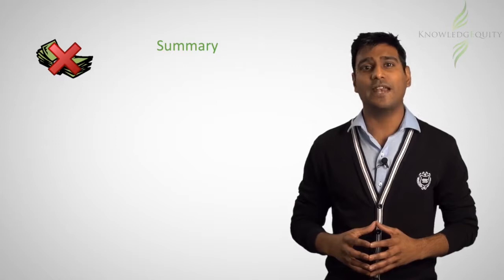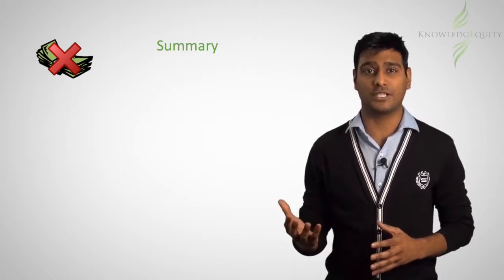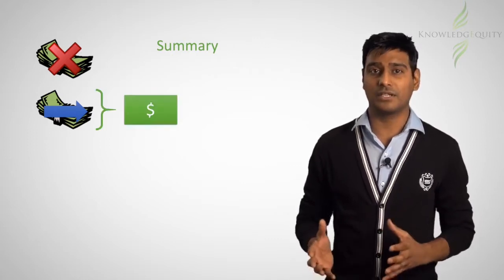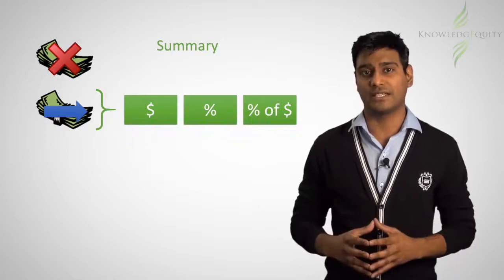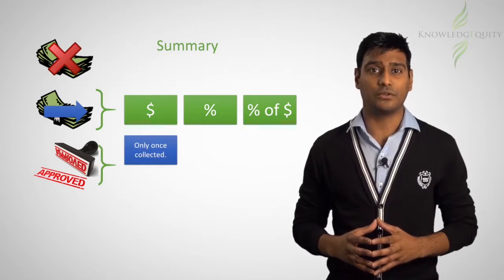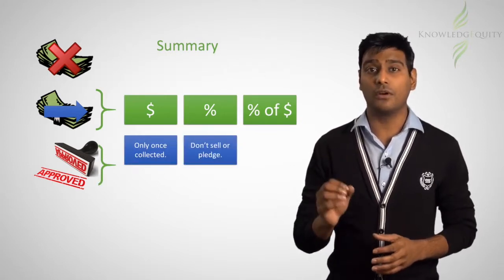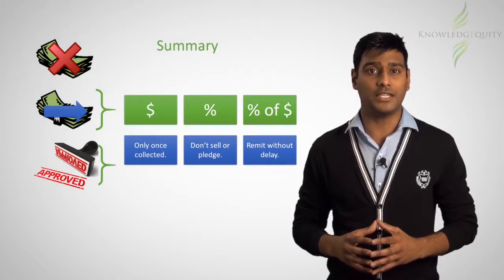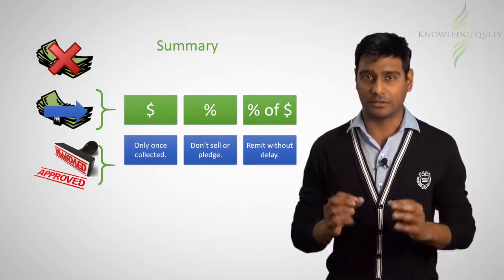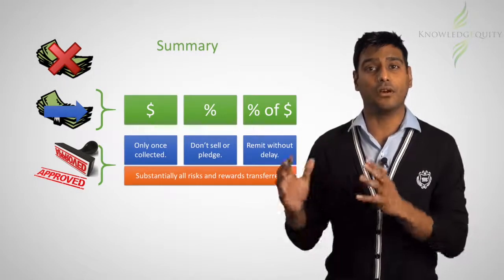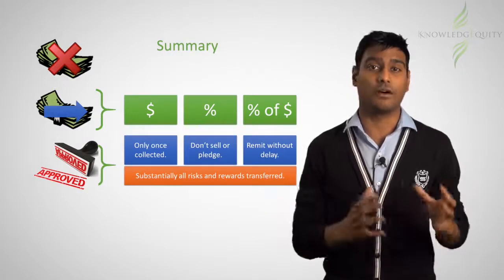To recap, a financial asset is derecognized either when the cash flows expire or are transferred. A transfer can be for a fixed amount, a portion, or a portion of a fixed amount. For a transfer to qualify for derecognition, only collected cash flows must be transferred. The transferor must not be able to sell or pledge the transferred cash flows to anyone else, and the transferor must remit collected cash flows to the transferee without material delay. Finally, the entity must have transferred substantially all the risks and rewards incidental to ownership of the financial asset.